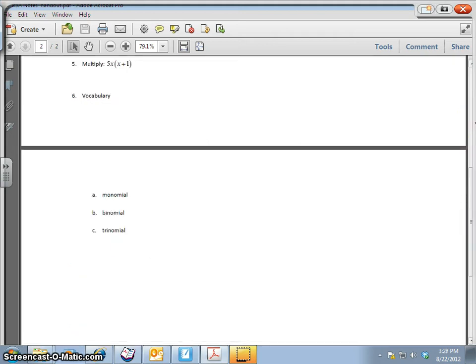Number 5, we are distributing the 5x to the x plus 1. So 5x times x is 5x squared, and 5x times 1 is 5x. So we're just multiplying and getting 5x squared plus 5x.